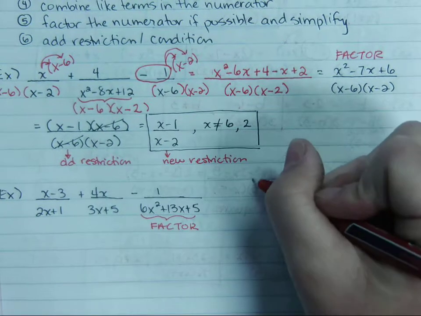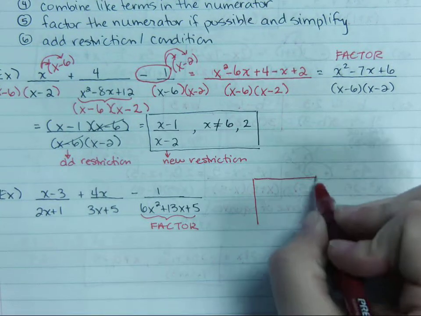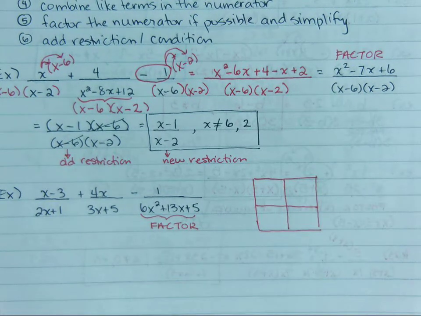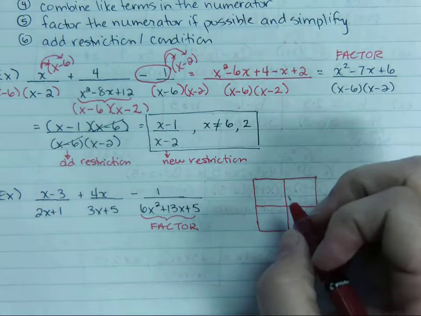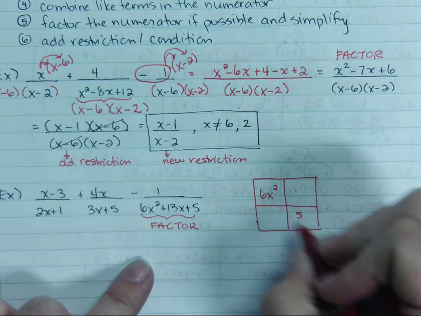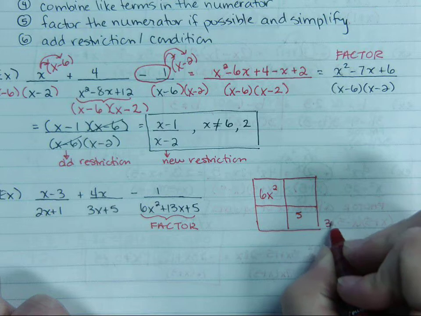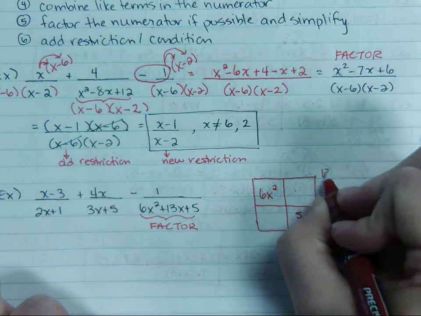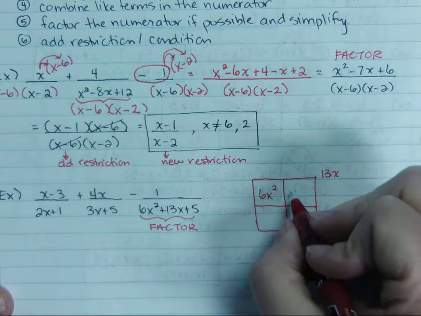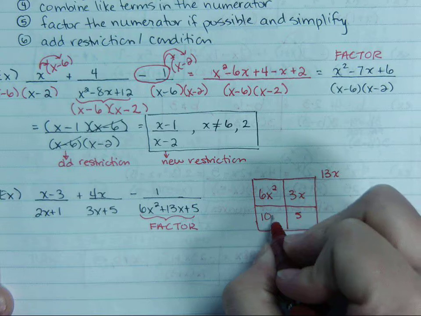I'm probably going to do an area box because that's what I like to do when a is not 1. So 6x squared and 5. Remember, on the diagonal, you're looking for the product of 30x squared that adds up to be 13x. Oh, that's just 10 and 3. So I'm going to put a 3x here and my 10x down below.